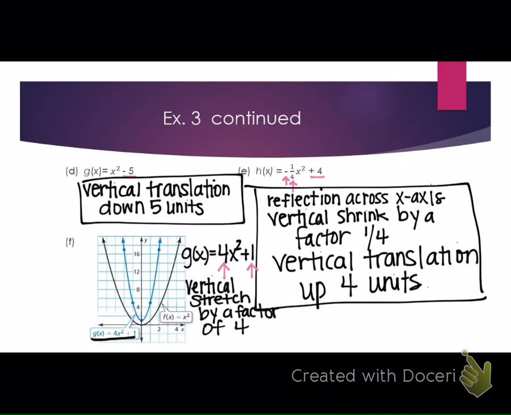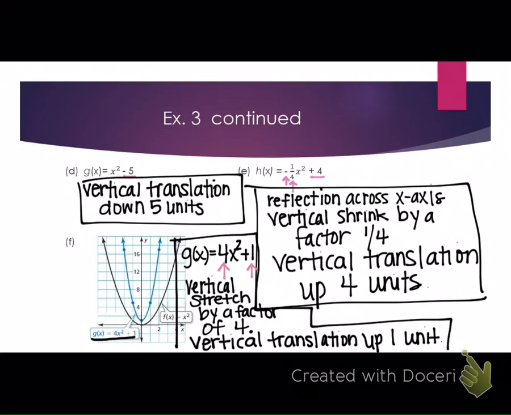And they've also added 1. So that is what kind of a transformation? A translation. What kind of translation? Vertical or horizontal? They've added 1 to the f of x. So it is a vertical translation. What direction? How many units? Up 1 unit. And that is lesson 8.1 and 8.2.